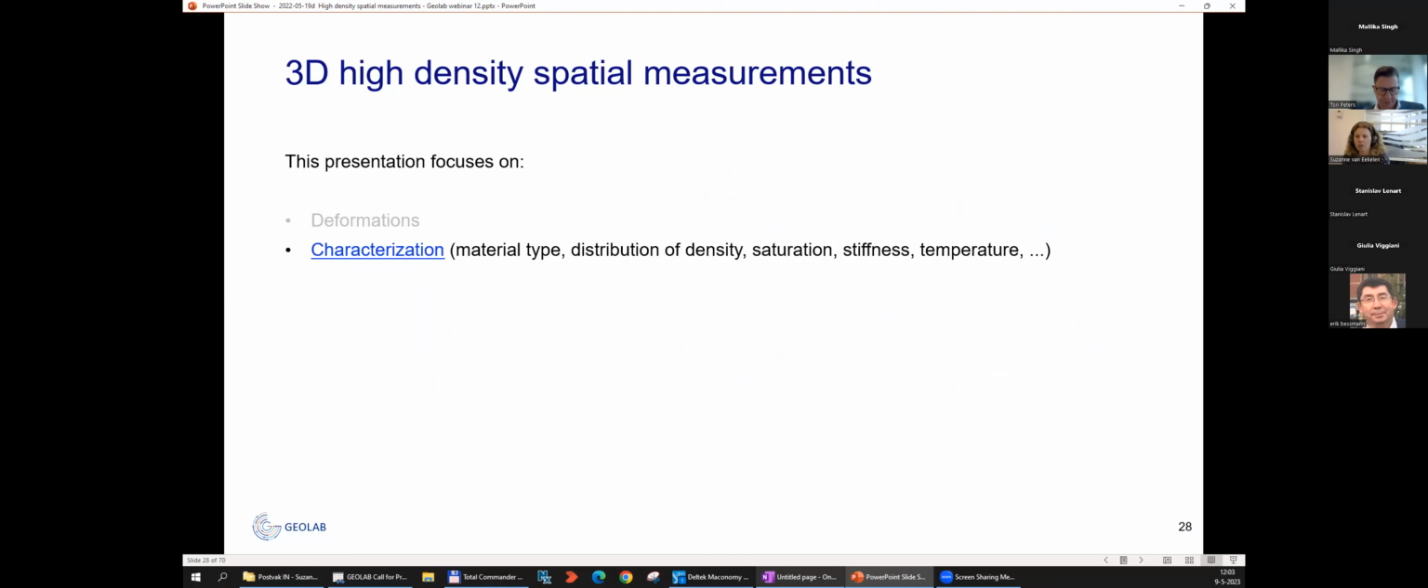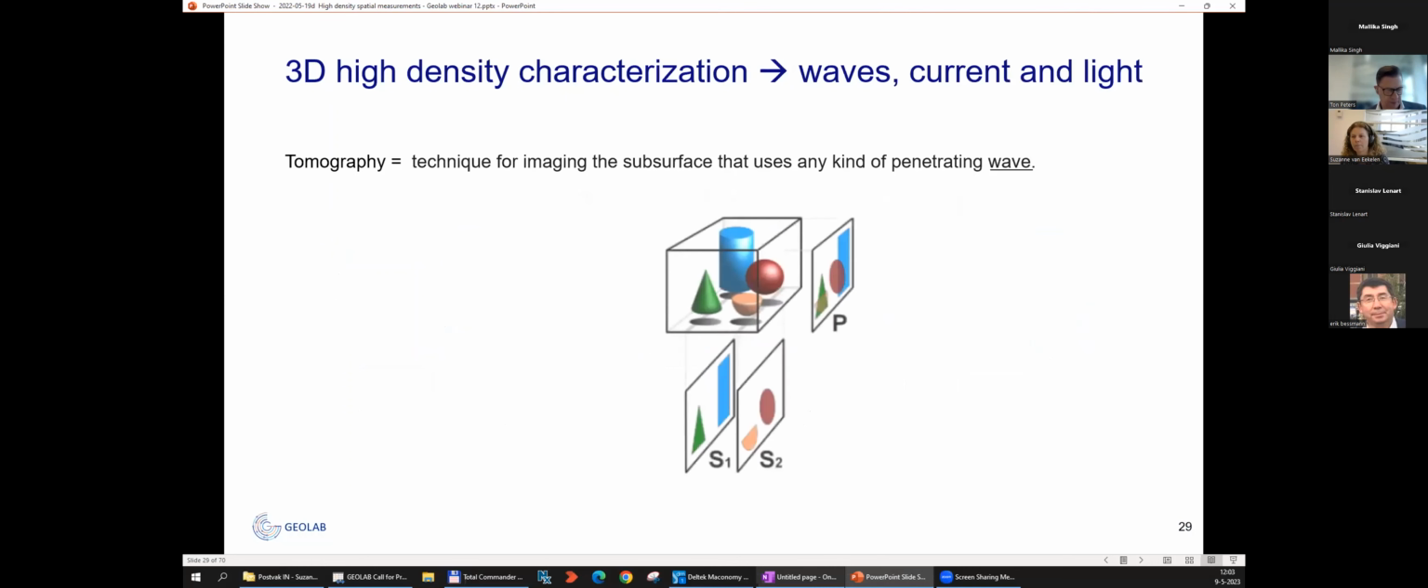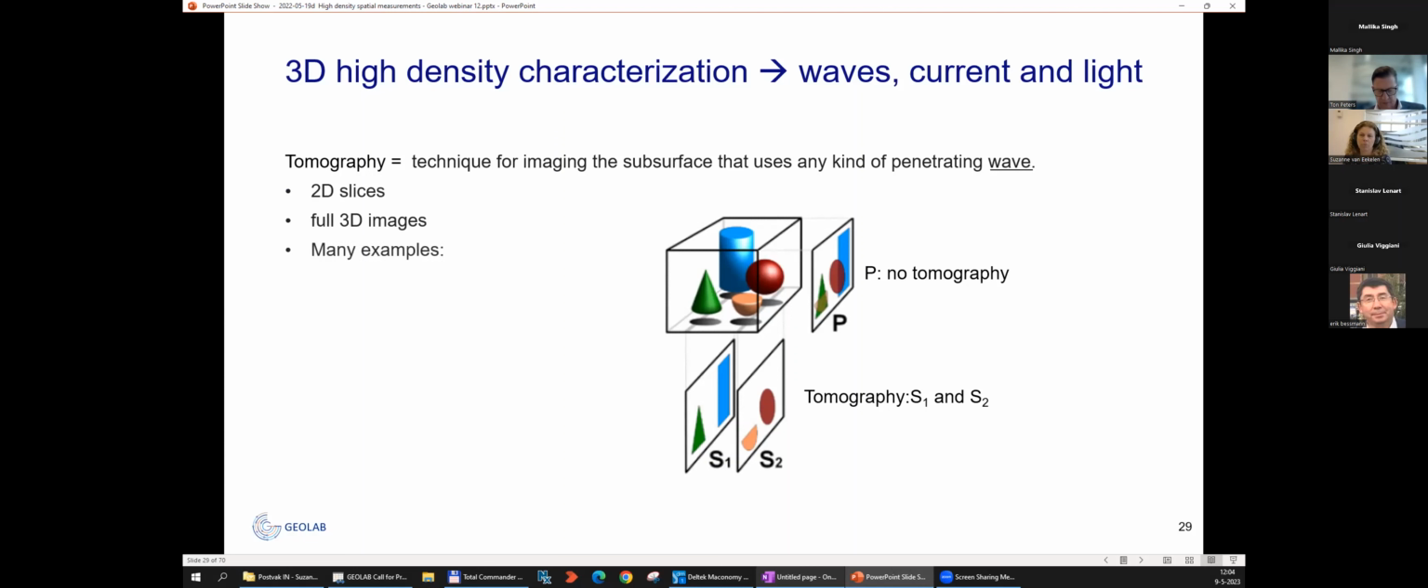So far, deformations. I will continue my presentation with some measurement systems that are used to characterize a soil body. And I will first go into the word tomography, because there are several measurement techniques that use this word. Tomography is a technique for imaging the subsurface that uses any kind of penetrating wave. So in this picture, we see S1 and S2. Those are tomography images, while P is not, because this is more a looking-through thing, but S1 and S2 is a cross-section made by a certain penetrating wave. And when we have several of these pictures, then you can produce a three-dimensional picture too. So both 2D slices and full 3D images are possible with any kind of waves.